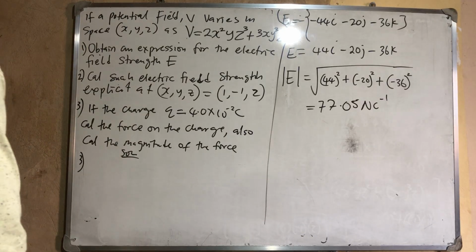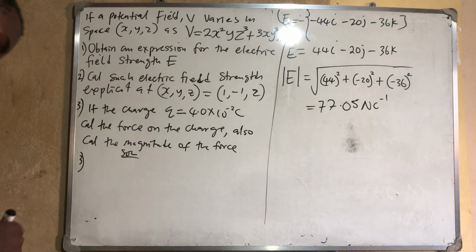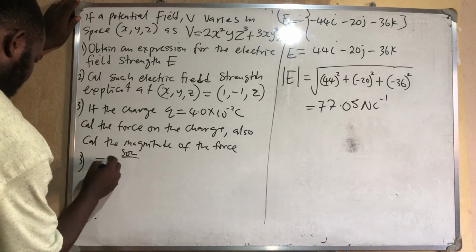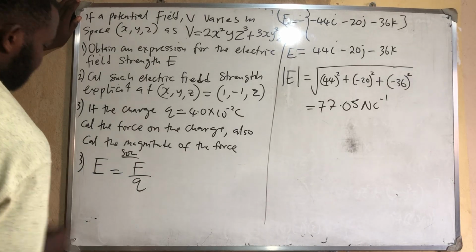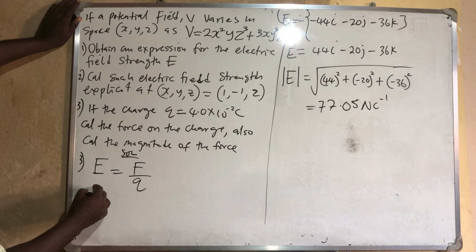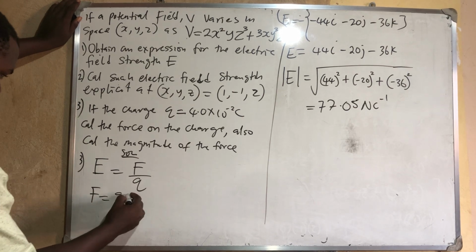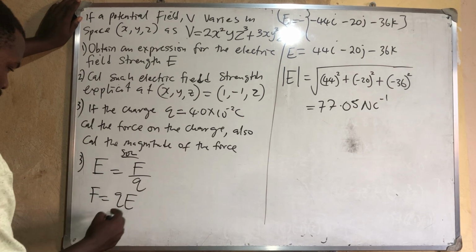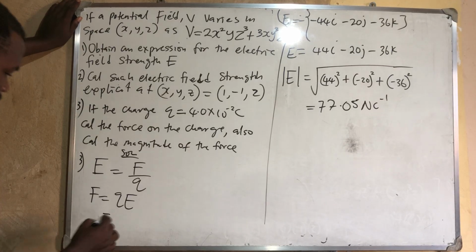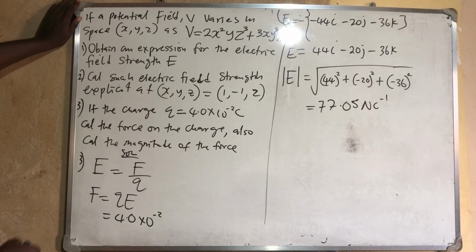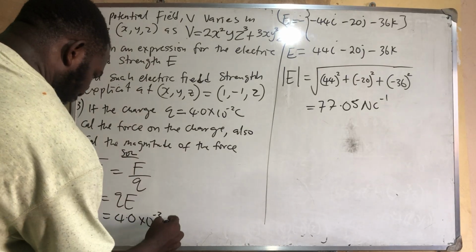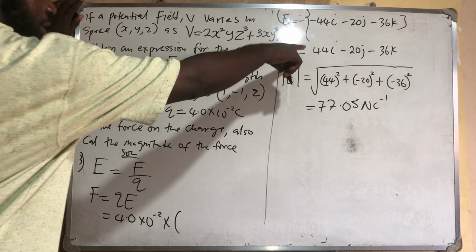So what do we know? We know that electric field strength is equal to force per unit charge. So therefore my force should be the charge times the electric field strength. So the charge there is 4.0 times 10 raised to power minus 2, which is 0.02. Then times my electric field strength, this one. I'm not using the magnitude yet.